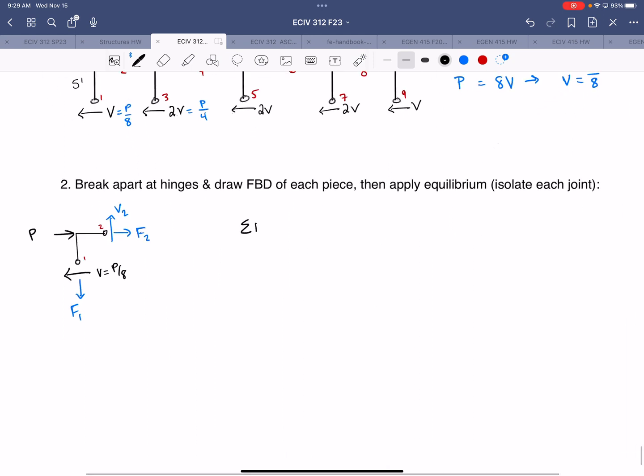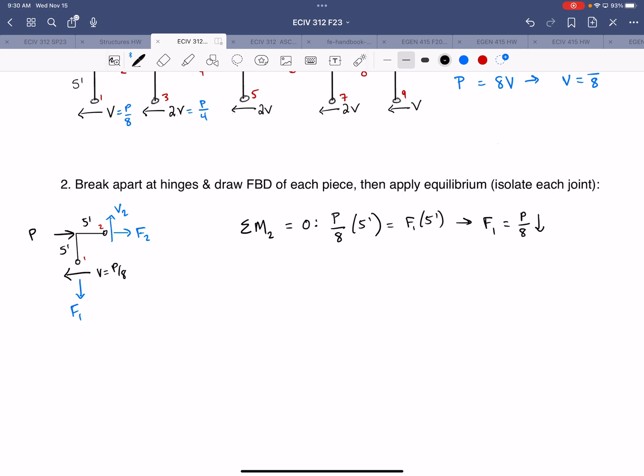So then if we sum moments about the beam hinge, which is 2, we have P over 8 times 5 feet. All right, I can add that on our little free body diagram too. Is equal to F1 times 5 feet. So F1 is equal to P over 8 downward.